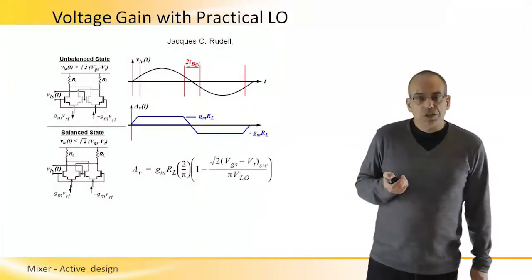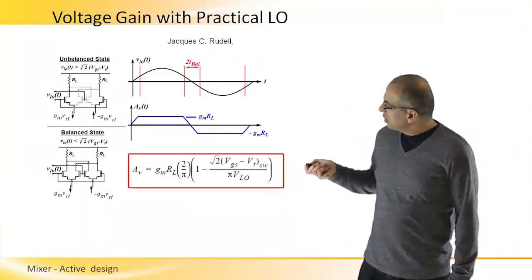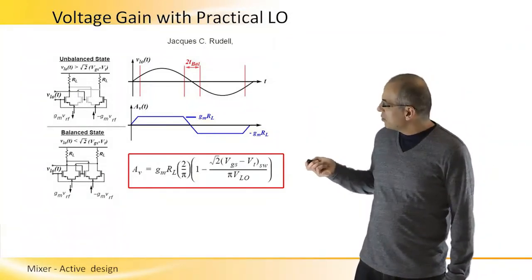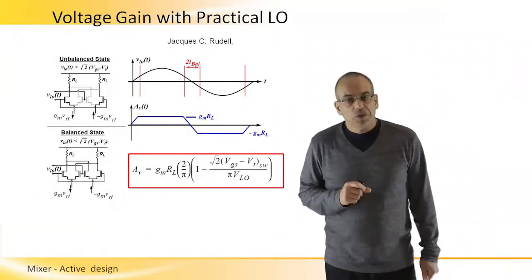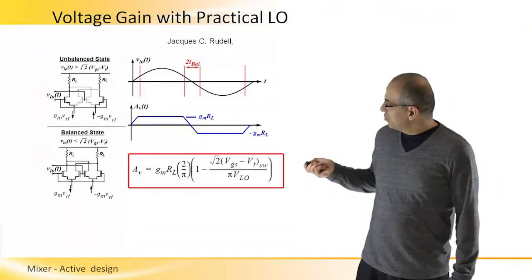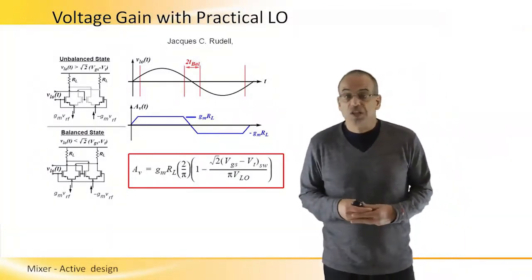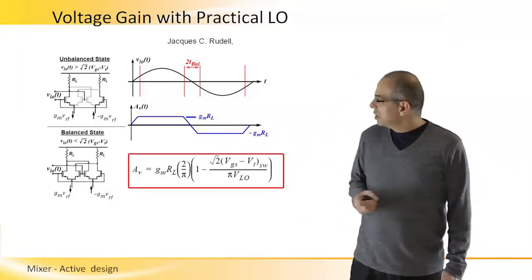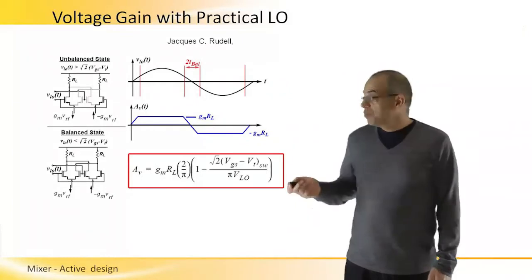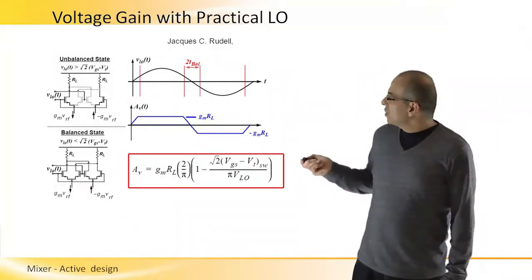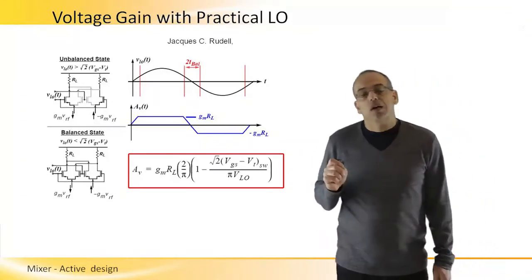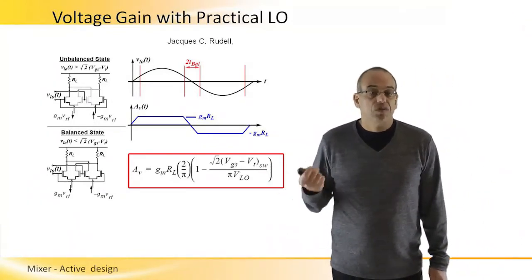And so if we want to look at practical voltage gain, we find that it is not gm RL times 2 over pi, but rather we need to multiply it by another expression. In this expression, we can find that, of course, if VLO, the amplitude of the LO signal, is very, very high, we are approaching the theoretical gm RL 2 over pi result we saw in the previous slides. Also, when VGS really equals VT, this will also approach 1, and we will get to the ideal result we got for voltage gain in the previous slide.